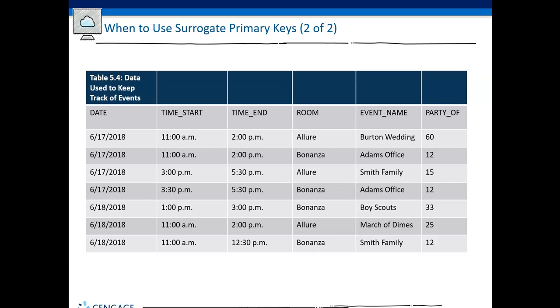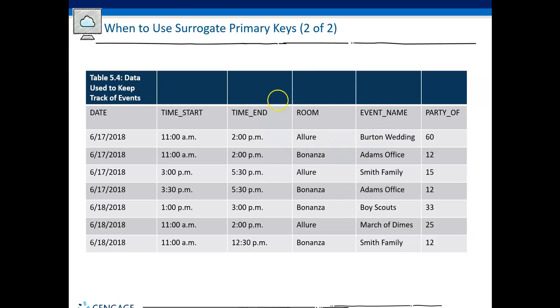Keep track of events. So a certain date at a certain time. It looks like there are 2 different things happening at the same time. So if you were doing natural keys, just combining the date and the time start would not give you entity integrity, would not give you a primary key. If you combine the date, the time end, and the room, then it looks like you're getting towards entity integrity. That might work.